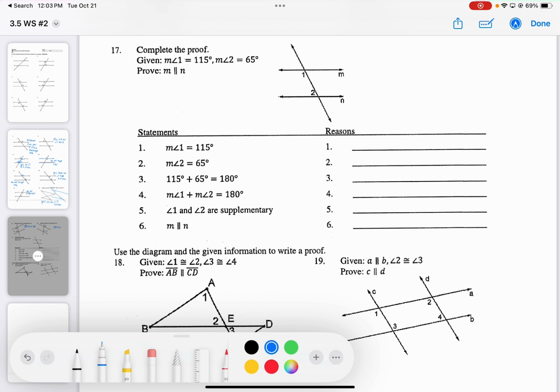Let me give you your first chapter 3 review.